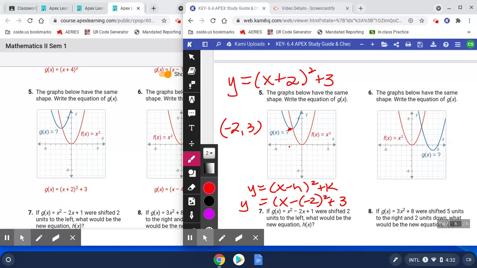So remember that a shift left 2 shows up as plus 2 in the equation, and a shift up 3 shows up as a plus 3 at the end.